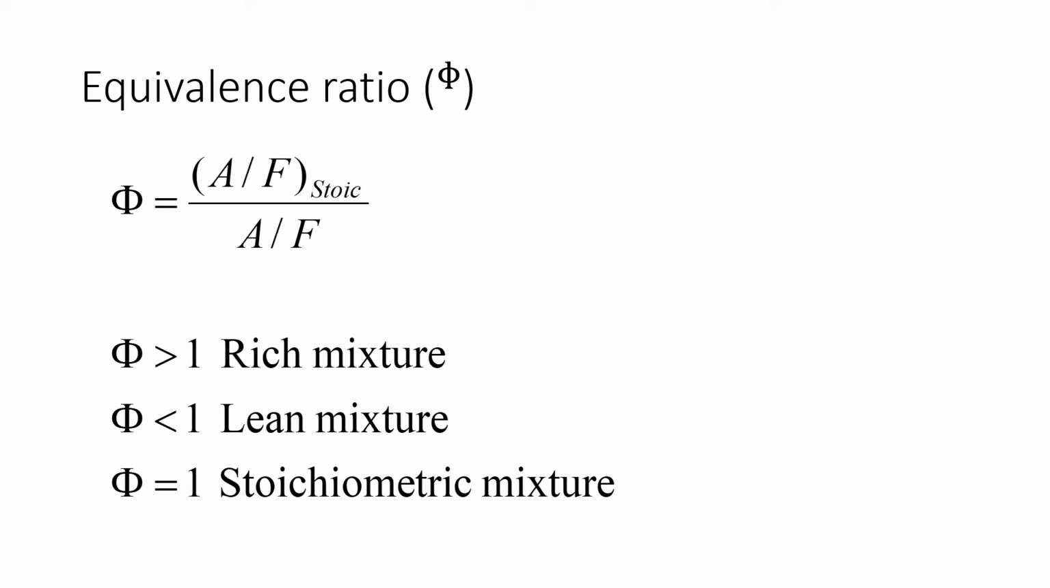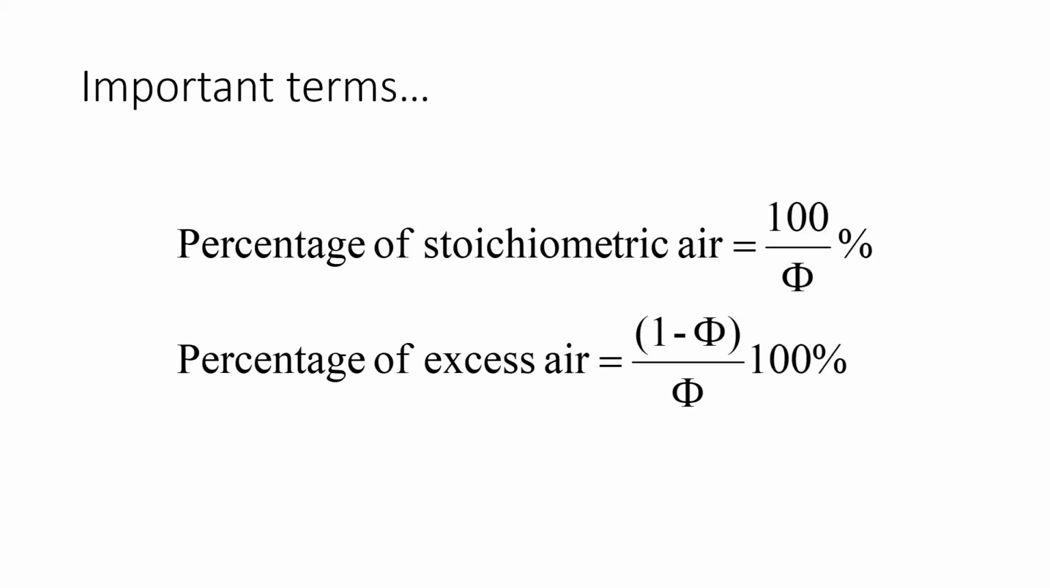Equivalence ratio is used to quantitatively indicate whether a fuel oxidizer mixture is rich, lean or stoichiometric. If the ratio is greater than 1, it is a rich mixture, less than 1, a lean mixture, and if the ratio is equal to 1, it is a stoichiometric mixture. These are some important terms used in combustion to calculate the percentage of stoichiometric air and the percentage of excess air.